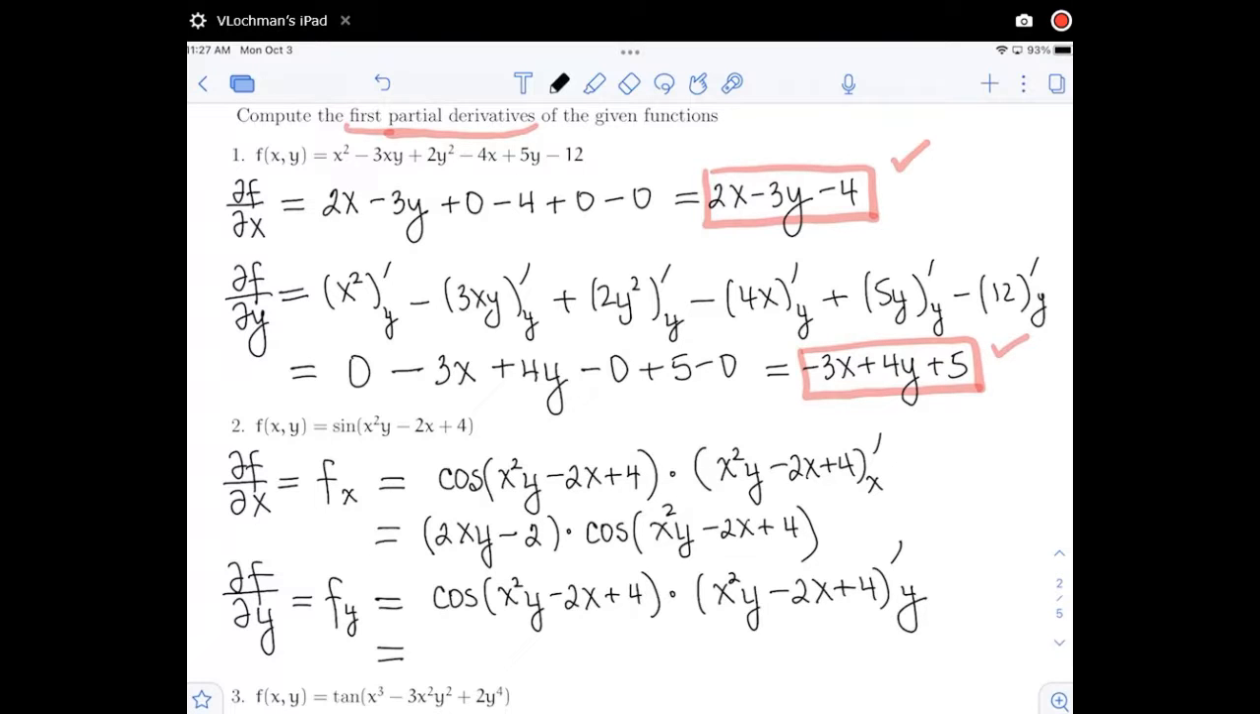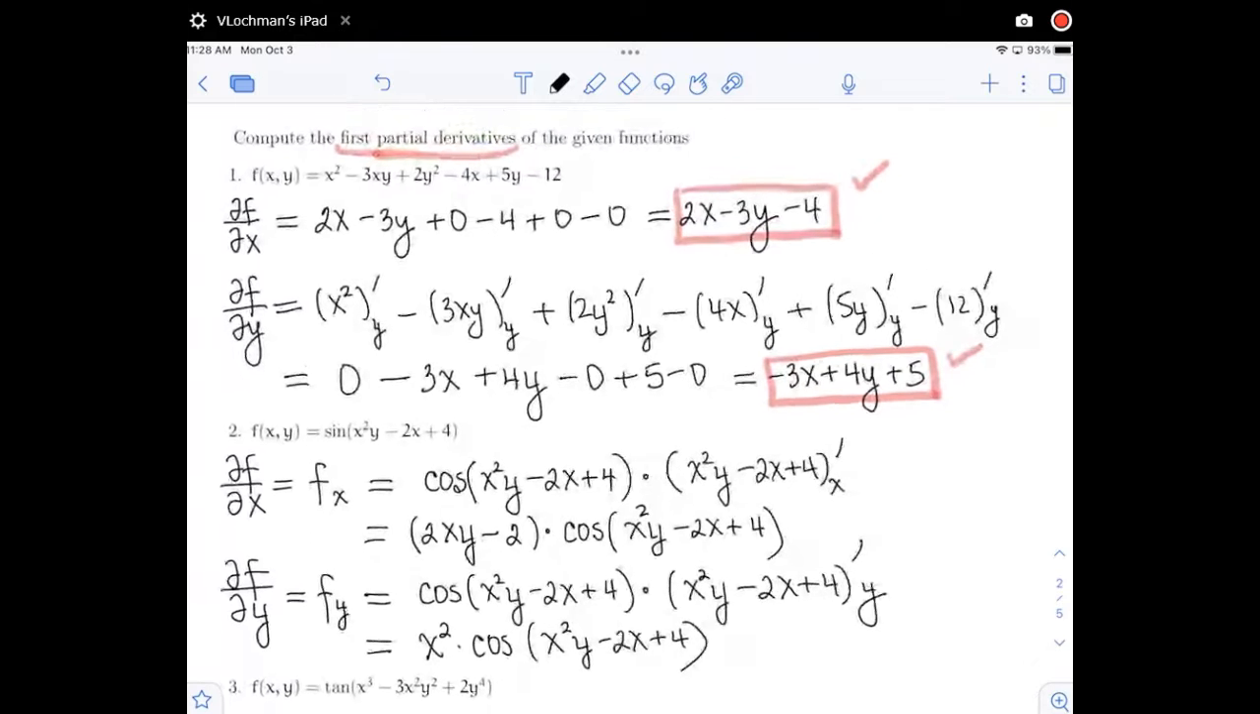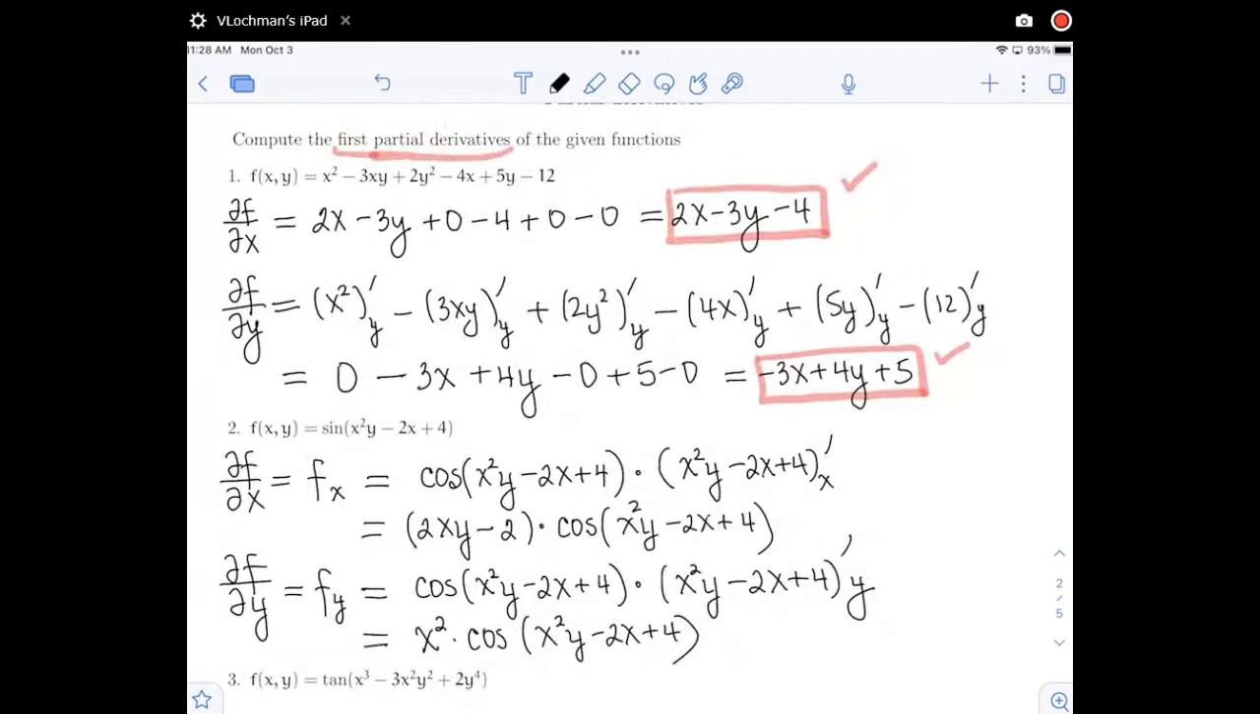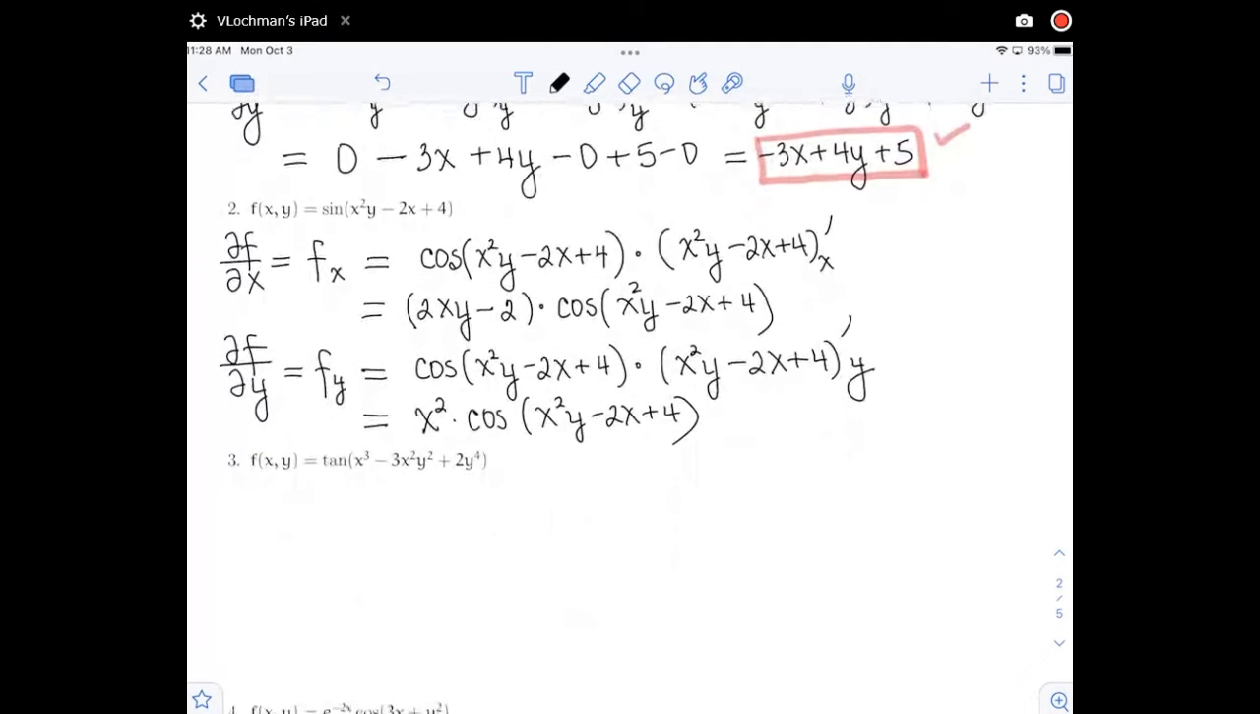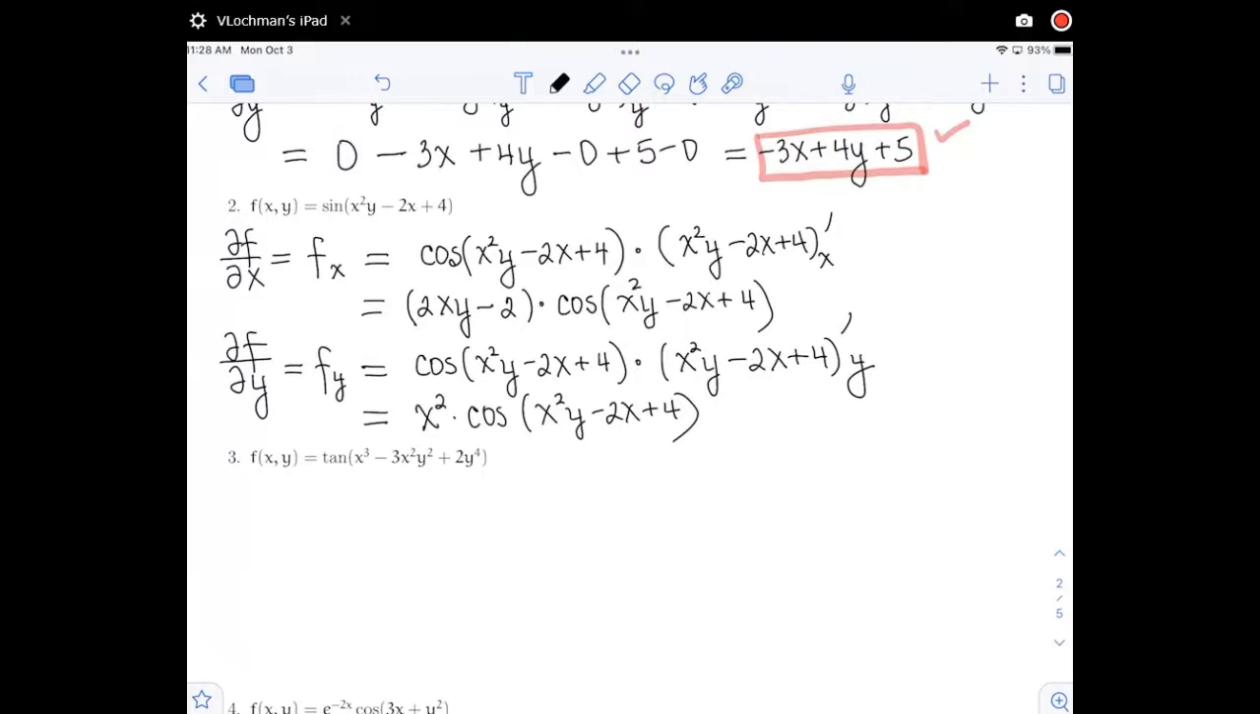Okay, I got two answers, x squared, right? Good. So x squared, that's a constant, right? So we have y, and then everything else is a constant, so that's 0. So this derivative f is x squared times cosine of x squared y minus 2x plus 4. Okay, good. All right, let's keep rolling with these. They get a little more involved, but the idea is the same.